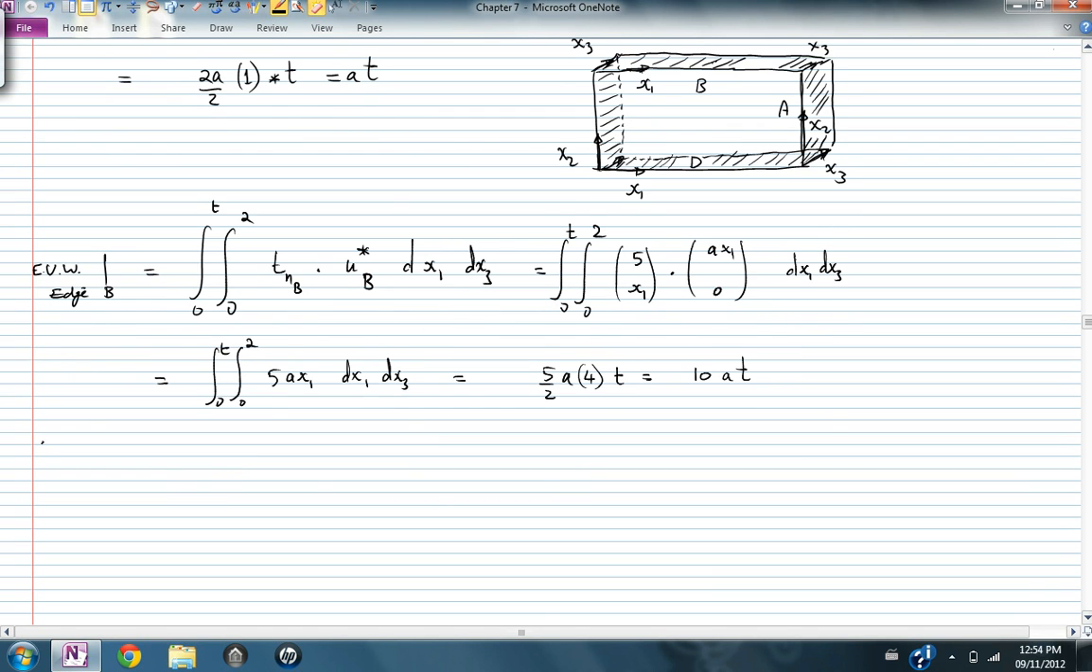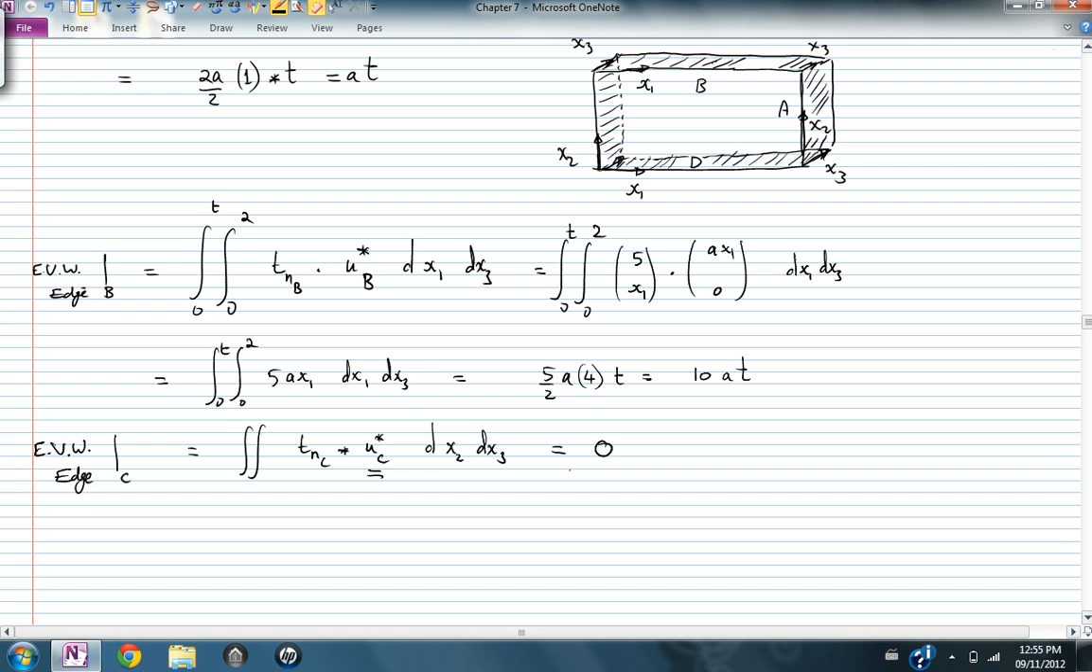The external virtual work on edge C is equal to the integral of T n C multiplied by the virtual displacement on edge C, dx2 dx3, but the virtual displacement on edge C is 0.